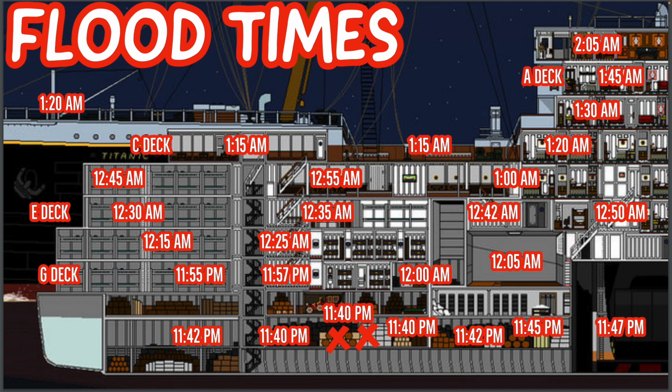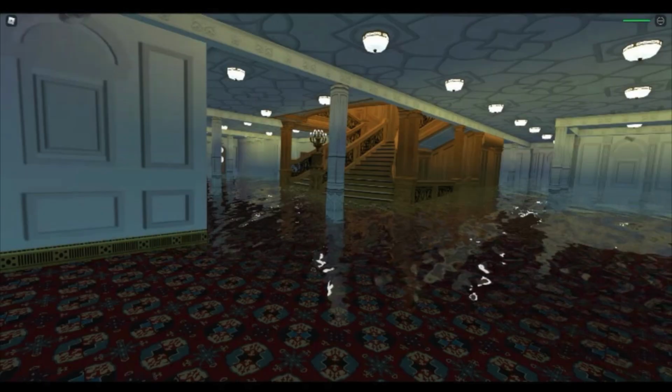And then E deck takes on water about 15 minutes later. It is a pretty structured flooding. About every 15 minutes, water will reach the next deck. Around 12:30, water reaches E deck. Water reached the grand staircase landing at 12:35 a.m. and reached the third-class dining room by 12:50.